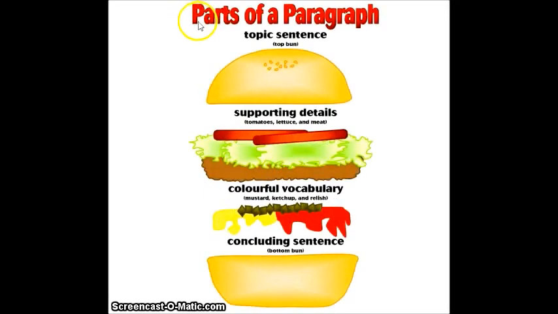Okay, to represent the different parts of a paragraph, we are going to use a hamburger. In this case, we have a top bun, which represents the topic sentence of the paragraph. Then, some tomatoes, lettuce, and meat, which are the supporting details that every single paragraph should have. If we add some colorful vocabulary to our paragraph, it will be for sure a very nice one. In this case, we have mustard, ketchup, and relish. Finally, a concluding sentence, in this case represented by the bottom bun, will be the perfect way to finish what we have been writing.